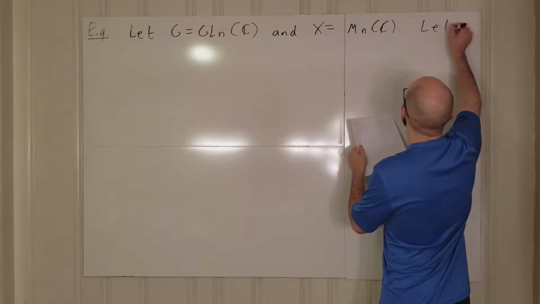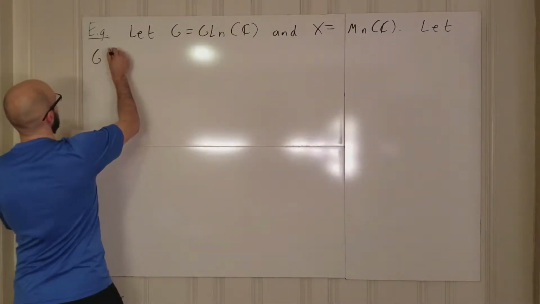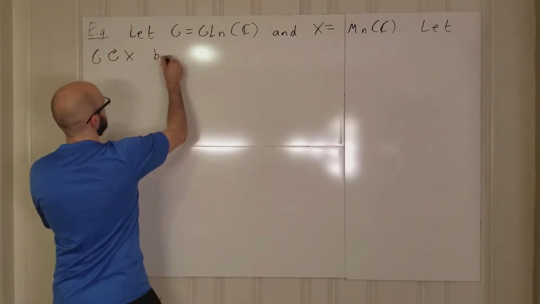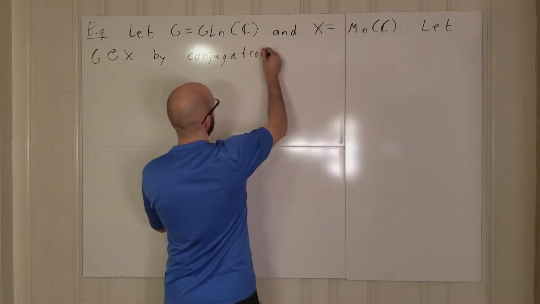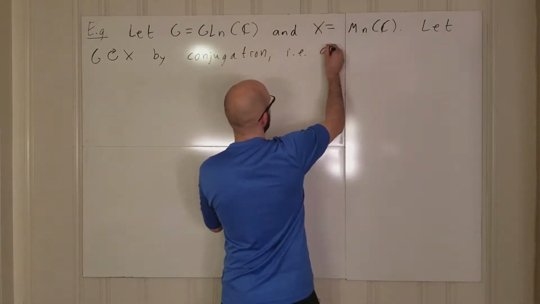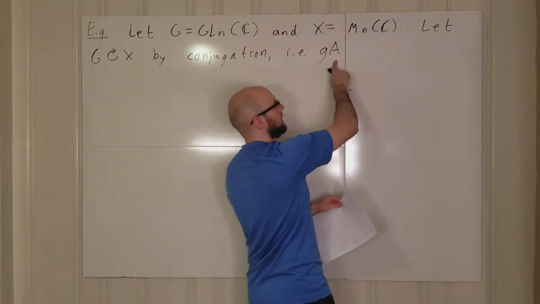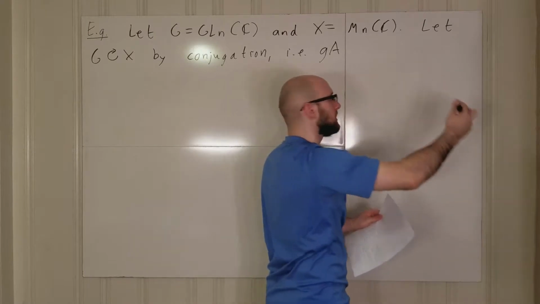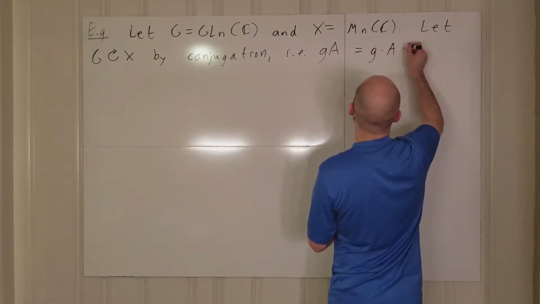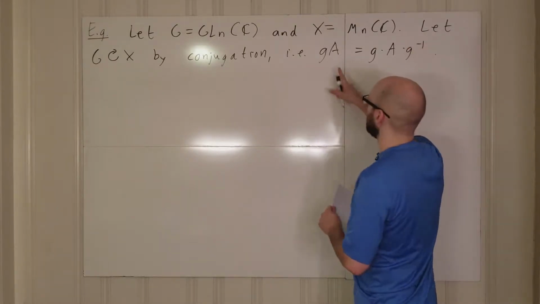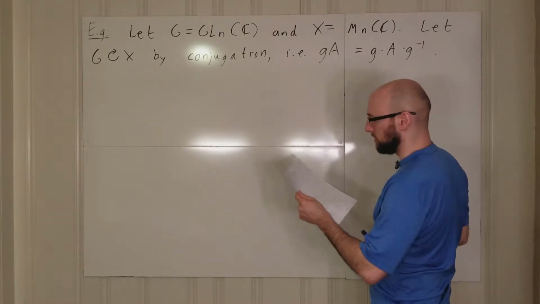So we're going to let G act on X by conjugation, i.e. if we take a matrix g in GL_n(C) and a matrix A in M_n(C), then this is going to be g times A times g inverse. So this is the group action, and this is matrix multiplication.